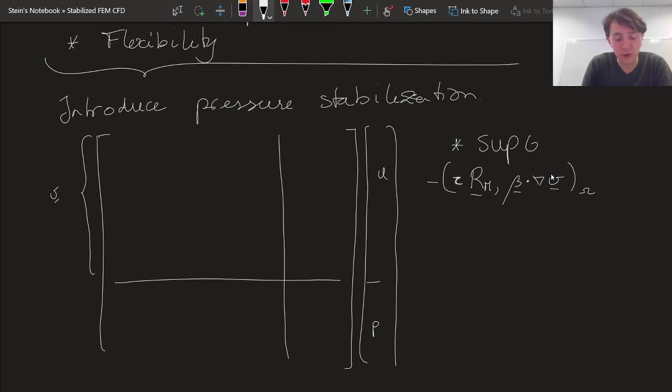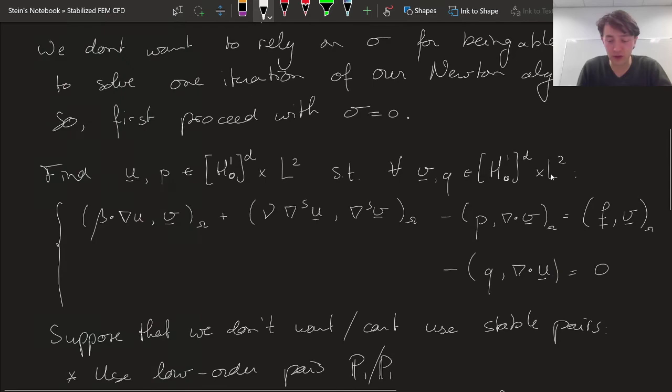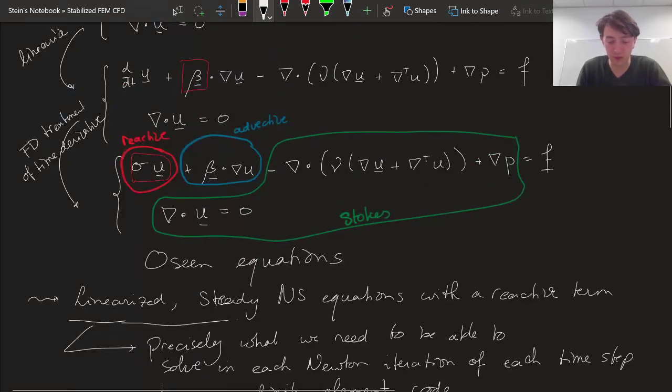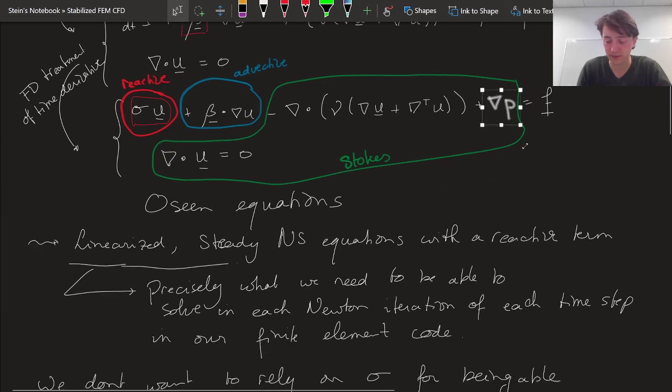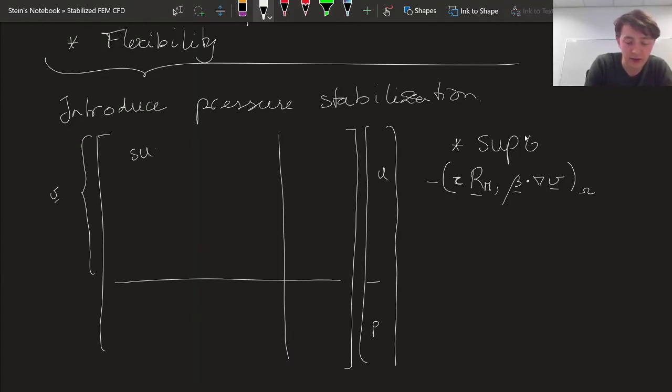So SUPG is going to fill the upper part of our matrix. Then we're multiplying that by the residual of the momentum equation. Which degrees of freedom show up in the residual of the momentum equation? Well, actually all of them. We have our velocities, but also our pressures. So in our matrix system of equations, SUPG is going to have impact on this submatrix, but also on this submatrix.